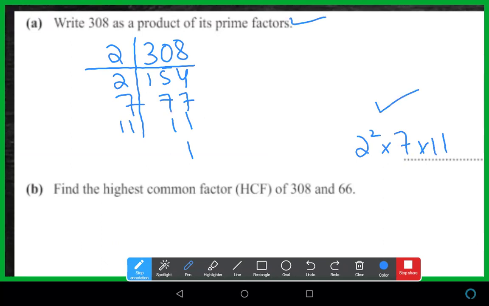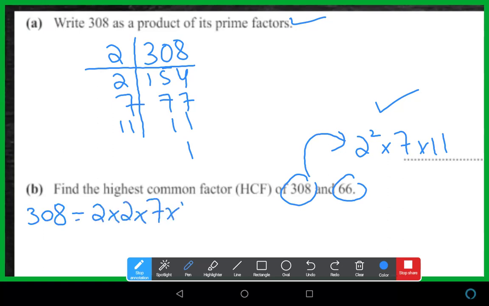Now, part B, find the highest common factor, HCF, of 308 and 66. We already solved 308. So I will write like this: 308 is 2 multiplied by 2 multiplied by 7 multiplied by 11. Okay. Now I will solve 66.